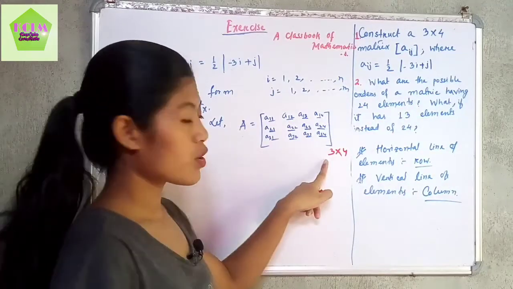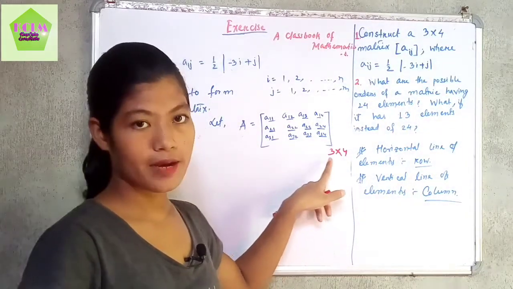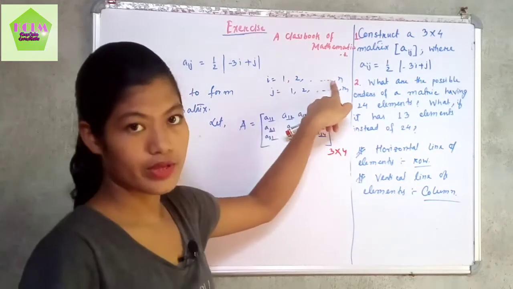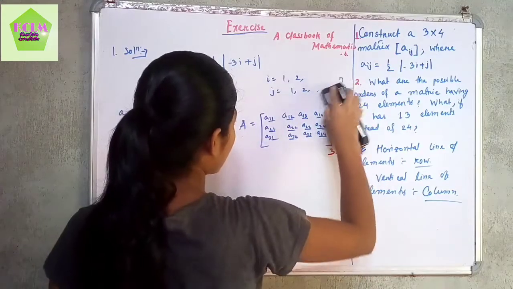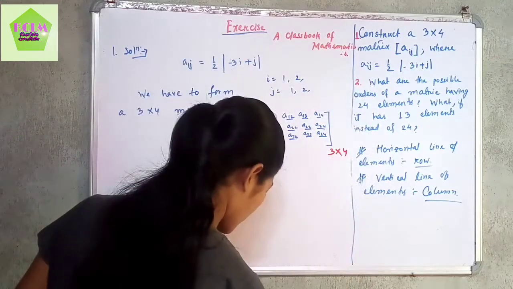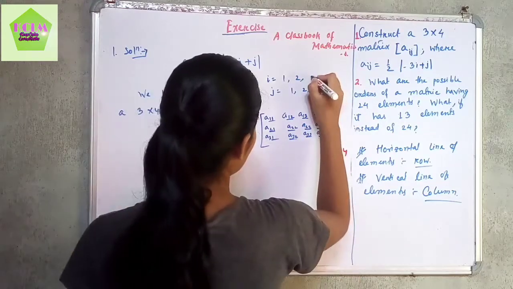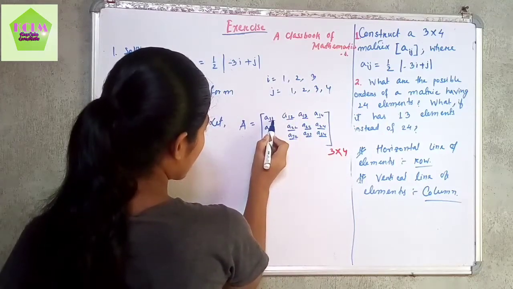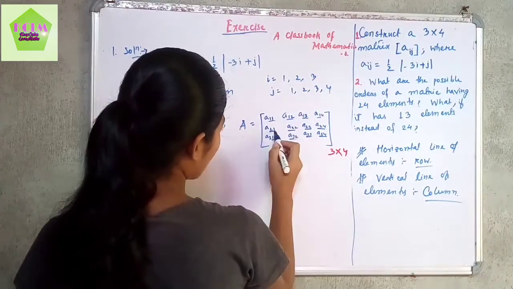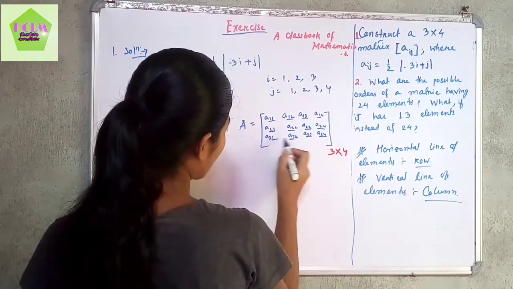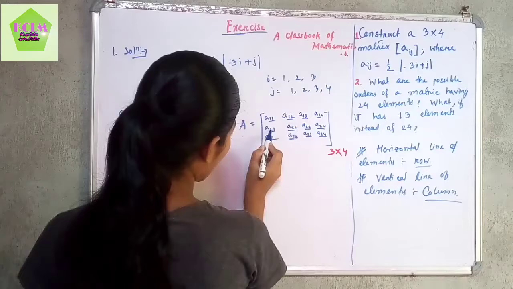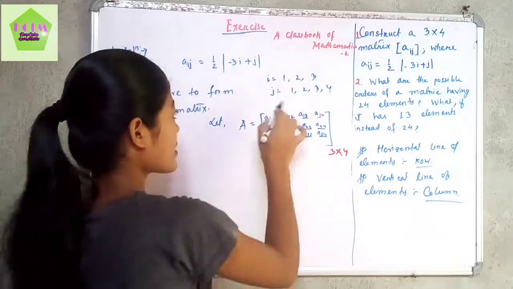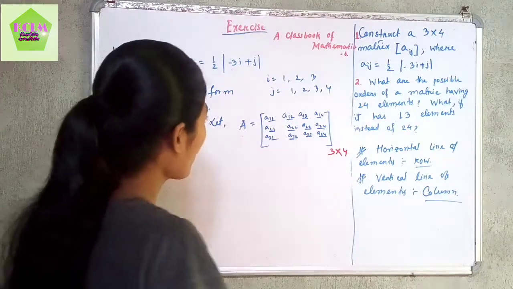Since our order deals with the number of rows 3 and the number of columns 4, here i goes from 1 to 3 and j goes from 1 to 4. In each row, j takes the values 1, 2, 3, 4, and i takes only the values 1, 2 and 3. So i takes the value 1, 2 and 3 and j takes the value 1, 2, 3 and 4.